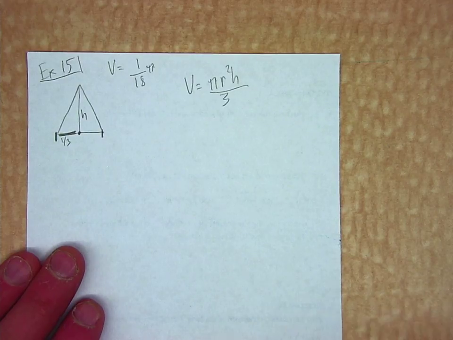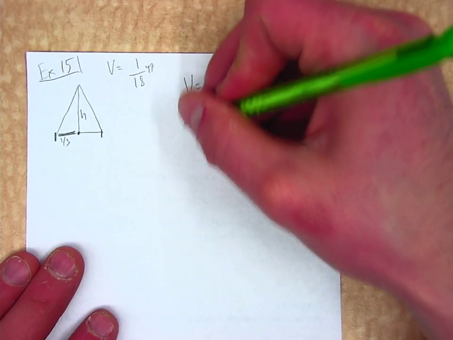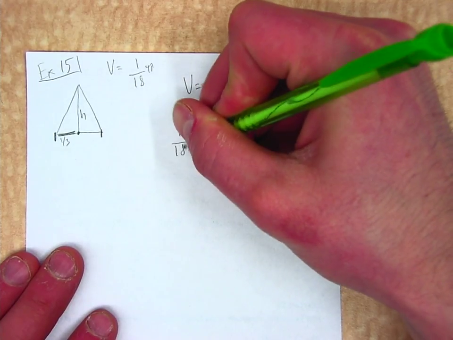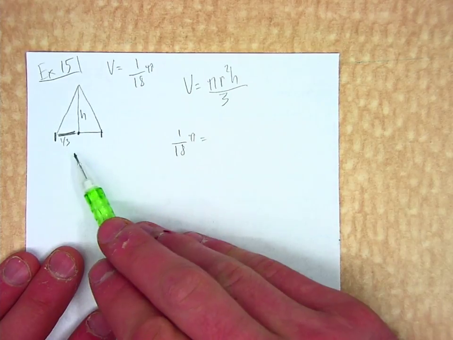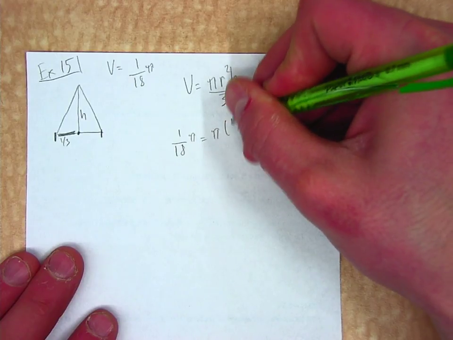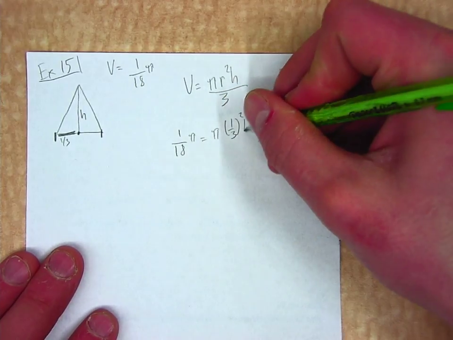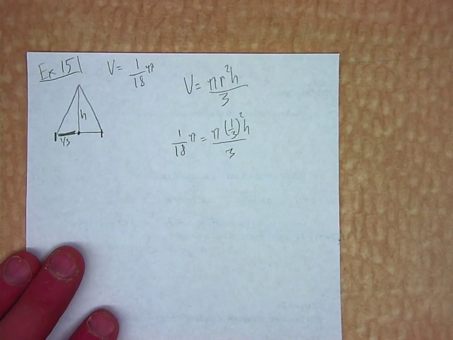And I'm going to plug in the things that I know. I know that the volume is 1/18 pi. So for V, I'm going to change that to 1/18 pi. And then the radius, well, I know that as well. So that's pi times (1/3) squared times the height, which I don't know, divided by 3. Now that's an ugly looking equation. That's ugly looking, but our algebra is going to clean this up fairly quickly.